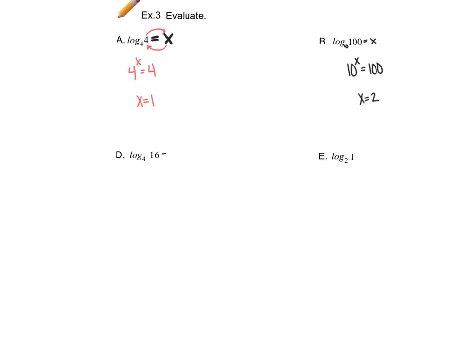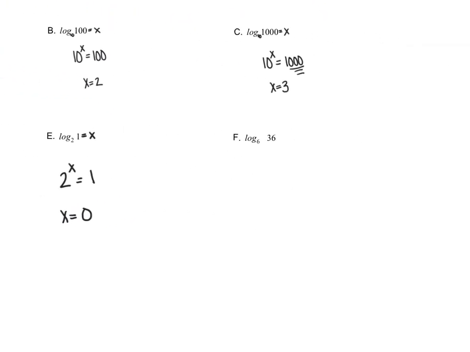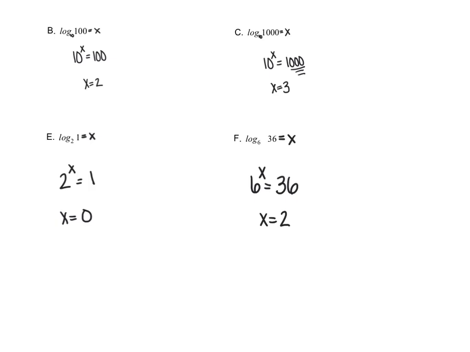So again, we're going to write equals x at the end. 4 to what power gives us 16? x equals 2. For E, equals x. 2 to what power gives you 1? Anything to the power of 0 gives you 1. So you can put 1,000,000 to the power of 0 and it would be 1. And letter F, equals x. 6 to what power equals 36? x equals 2. Great job today.